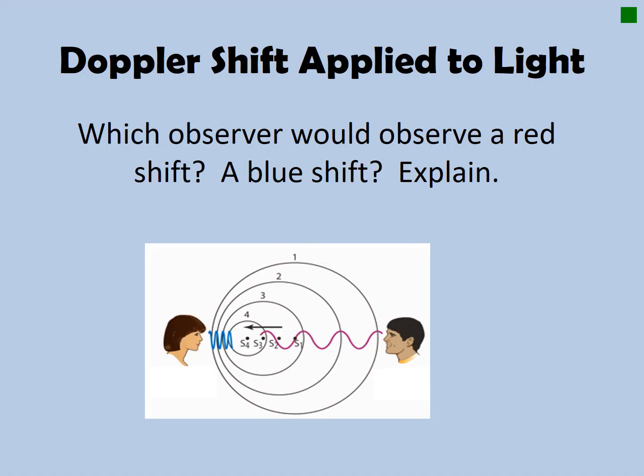All right, so what would an observer observe? Where would they observe a red shift? Try to ignore the fact that they're outlined in red and blue. If you look at this, what do you notice?